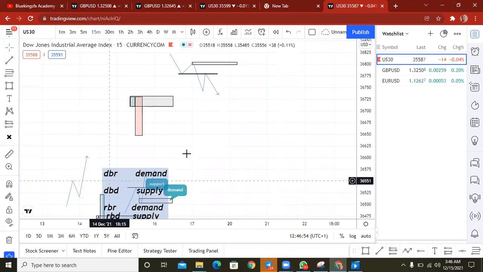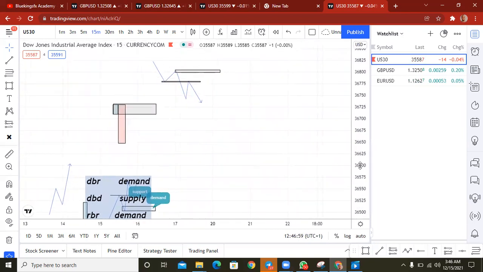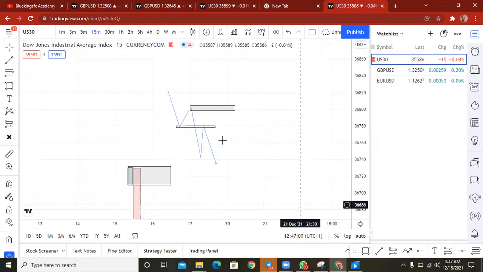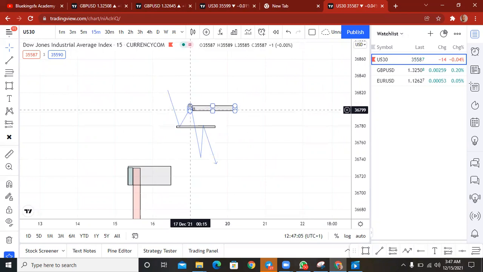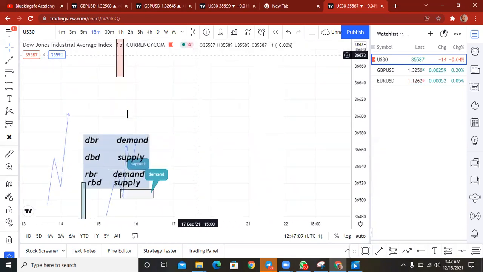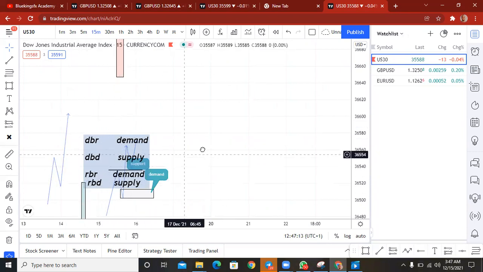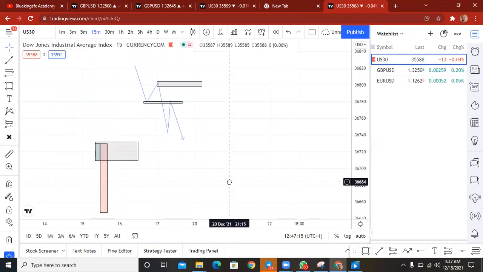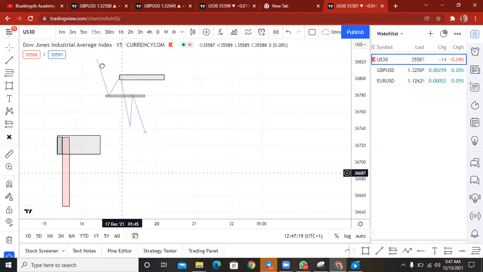So based on this drop base rally, this is a kind of rally base drop. I just drew it up here, rally base drop. Why is it a rally base drop supply pattern? Rally, it went up; base, it ranged inside; drop, see the drop. That's the type of supply. You see it's rally base drop. RBD is a type of supply zone, right?